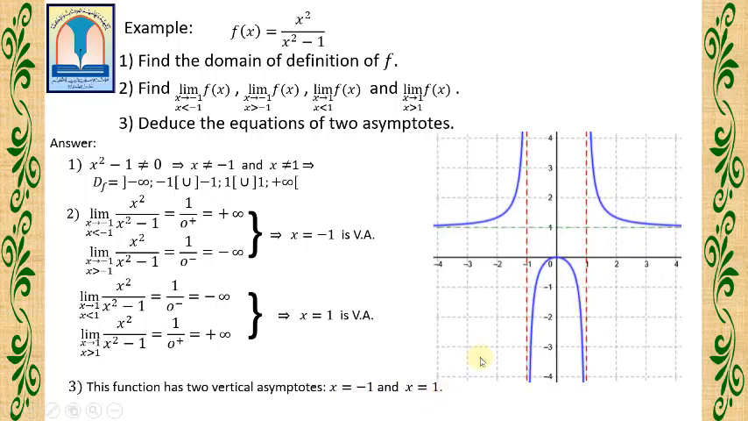Let us look at the curve of this function. This is the curve of the function f. It has two vertical asymptotes. Let us look at the limits graphically. We have limit as x tends to minus 1, this is minus 1, and x is less than minus 1, it is plus infinity, and limit as x tends to minus 1 and x is greater than minus 1, it is negative infinity, and limit as x tends to 1 and x is less than 1, it is minus infinity also here, and limit as x tends to 1 and x is greater than 1, it is plus infinity.